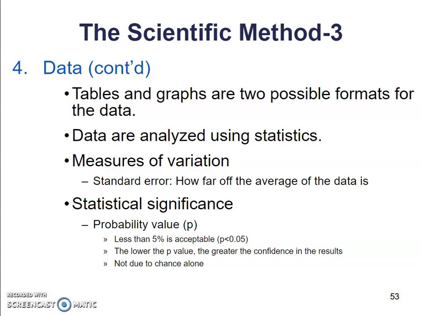Depending on the type of data, a graph might be most helpful. Usually it's easier to interpret a graph because it is very visual. The data is also analyzed using statistics. We find the standard error, so how far off of the average is the data, and we also use statistical significance to determine whether our data is statistically significant. And using those analyses, we determine whether our data was due to something that we did or chance alone.